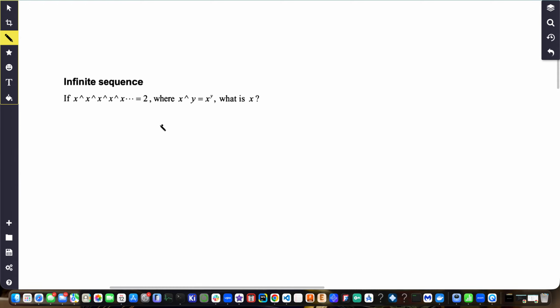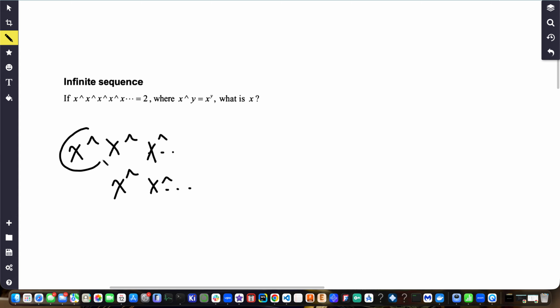So if we're given this sequence, and that is equal to 2, where x to the y is x to the y, what is x? Well, for infinite sequences, there's a special trick. Because it is infinite, right? Let's say I have x to the x to the x, whatever, whatever. That's the same as just x to the x, etc., where I'm saying, for symmetry, let's just do that.